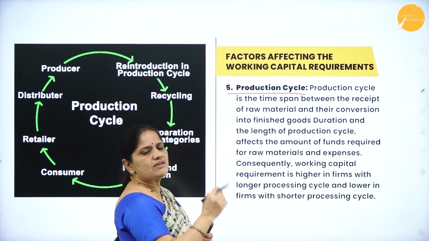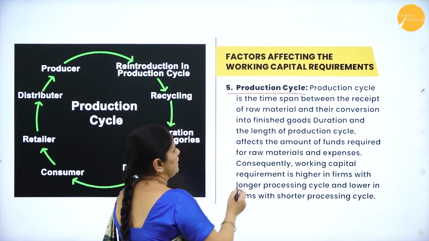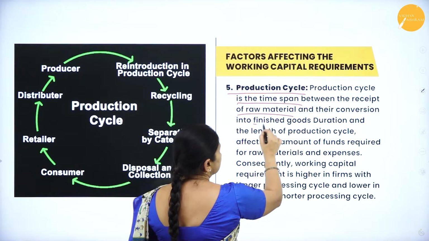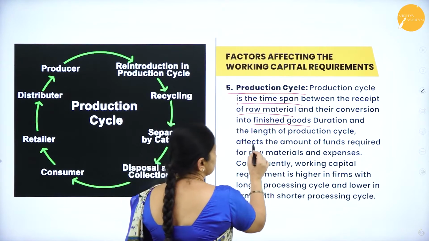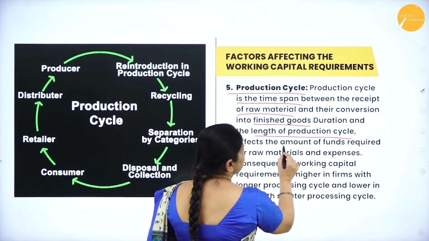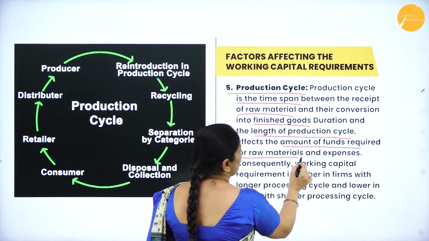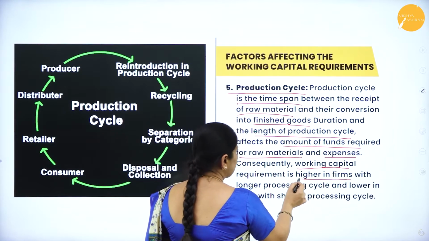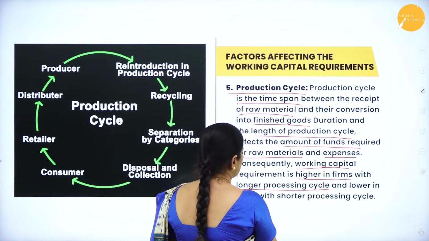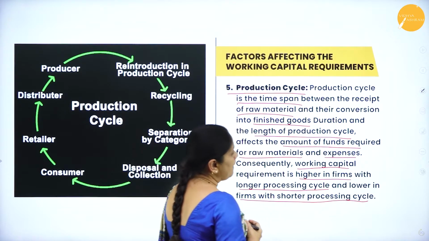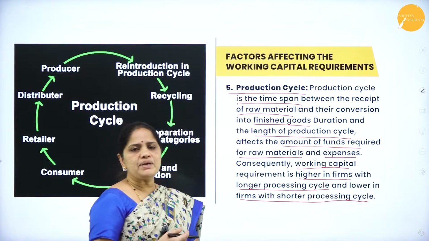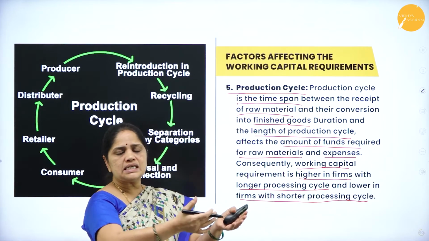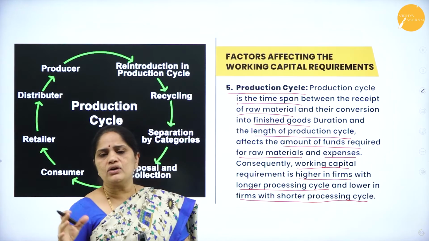Now, let us understand what we mean by the word production cycle. Production cycle is the time span between the receipt of raw material and their conversion into finished goods. The duration and length of the production cycle affects the amount of funds required for raw materials and expenses. Consequently, working capital requirement is higher in firms with a longer processing cycle and lower in firms with a shorter processing cycle. Now, what do we mean by production cycle? It is the time span between the receipt of the raw materials and the conversion into finished goods.